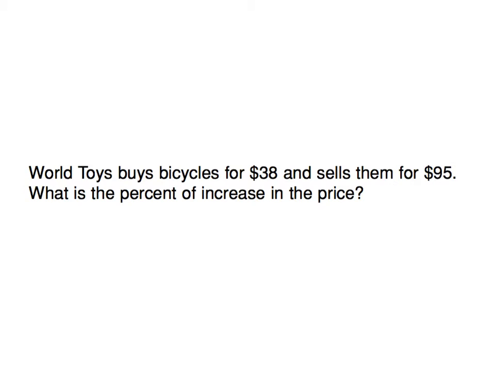World Toys buys bicycles for $38 and sells them for $95. What is the percent increase in the price? So again, the first step, we need to look at what is the amount of change. So we have 95 minus 38, which gives us a change of $57. So they bought them for $38, they marked them up $57, and that's our increase amount. Now to find the percent of increase, we take that 57, we divide by the original, and again we'll see that we have 1.5 written as a percent, we have 150%.